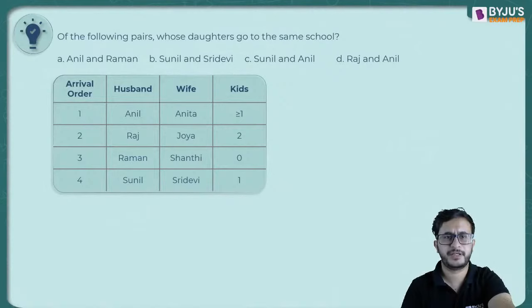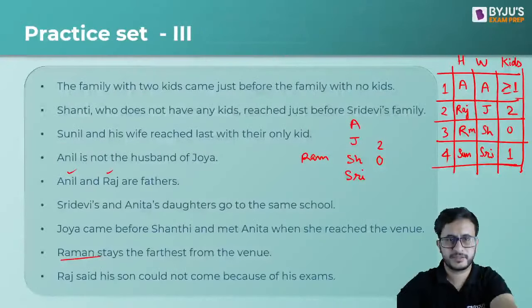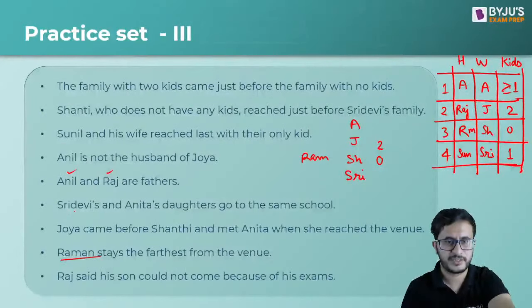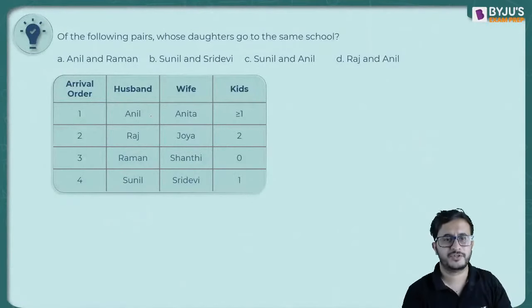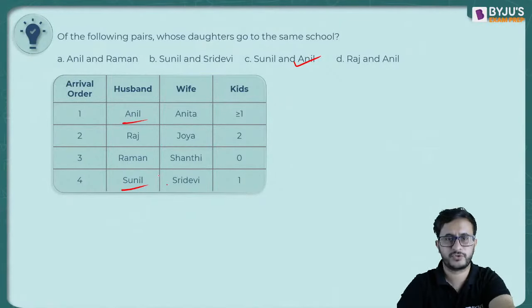Of the following pairs, whose daughters go to the same school? The same school condition we have to check, where was it written? Okay, what was that? Same school were Sridevi and Anita, right? So basically you have to tell their husbands. So Sridevi and Anita, their children go to the same school, so it will be Anil and Sunil. Okay, Anil and Sunil, their daughters go to the same school.